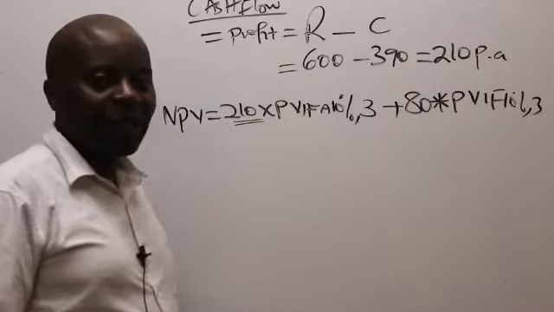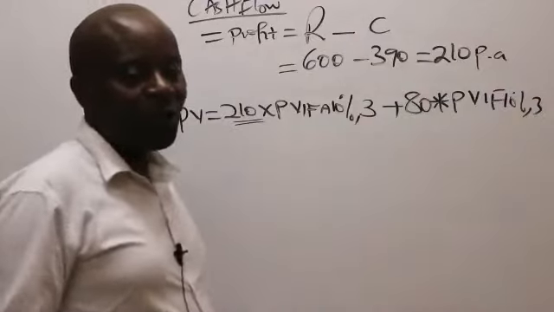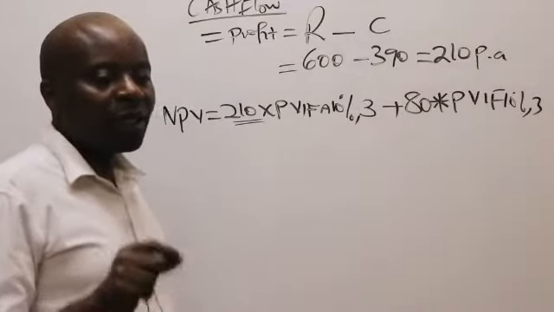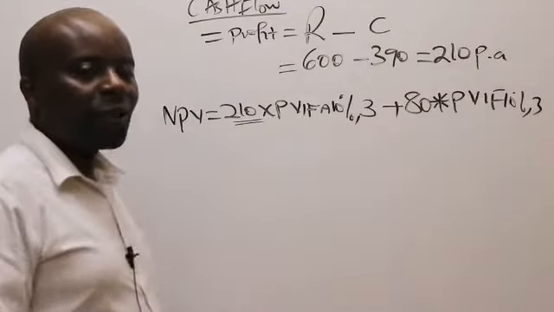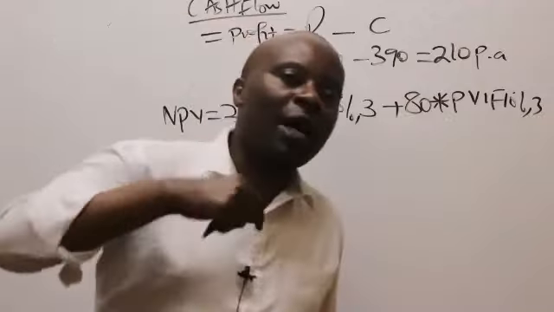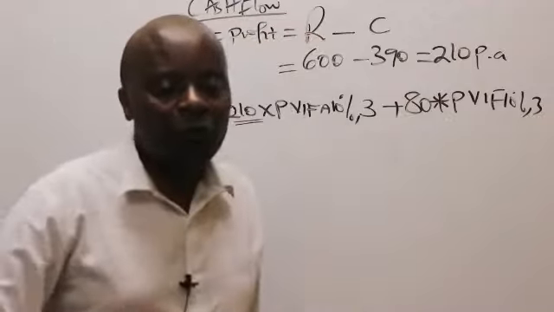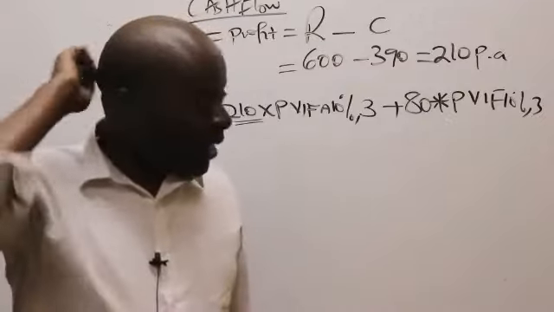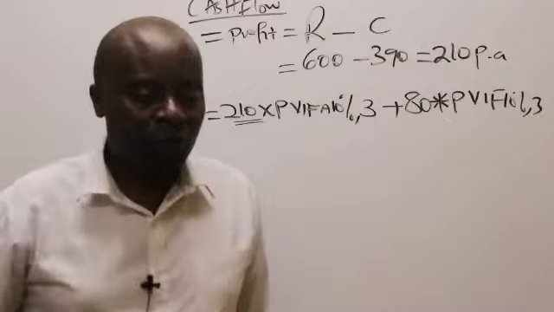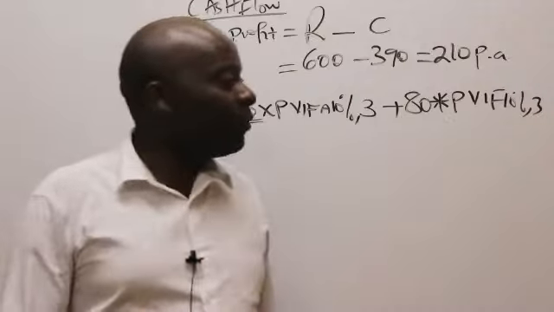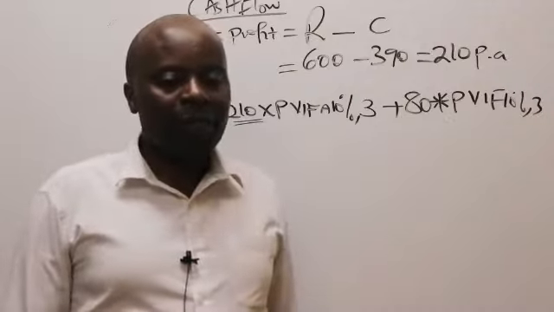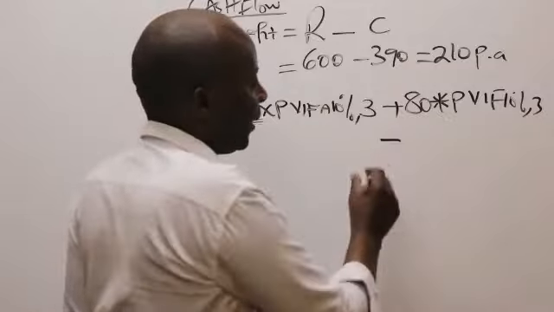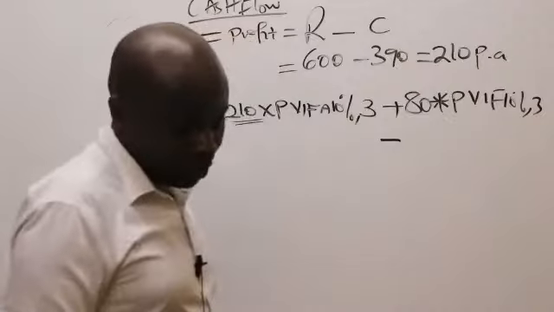Remember, when the project comes to an end, we are going to sell the scrap for 80. So it's a cash inflow for us. So it will be 80 times PVF. Remember, it's not 80 in year 1, 80 in year 2, 80 in year 3, so you can't multiply this with PVFA. It's just PVF, 10%, 3 years. Minus the initial cost. Initial cost of how much?